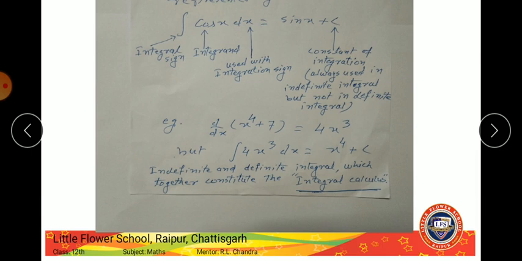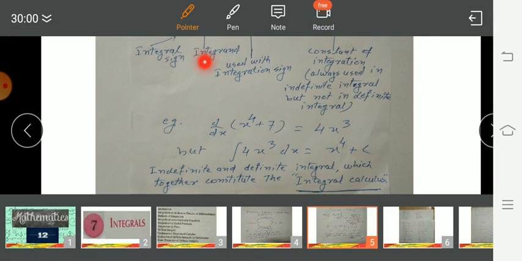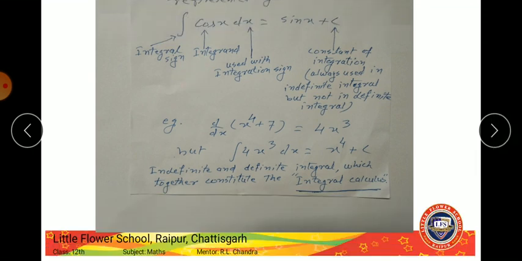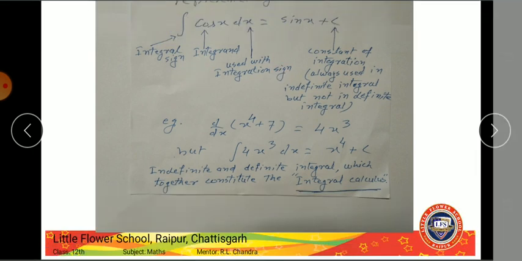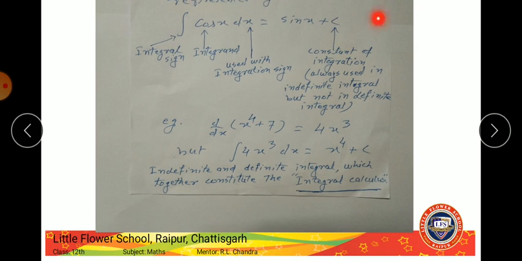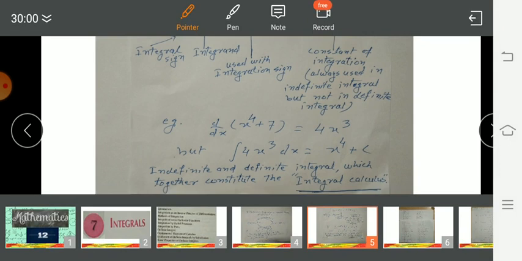Here this is the integration sign, cos x is the integrand, and dx is used with the integration sign. Where c is a constant. This is known as constant of integration. It is also known as arbitrary constant.